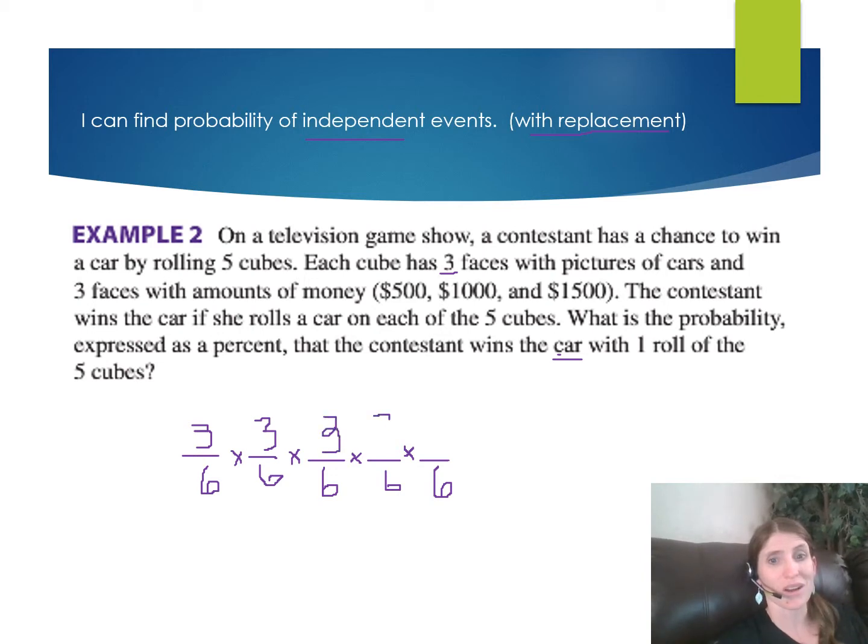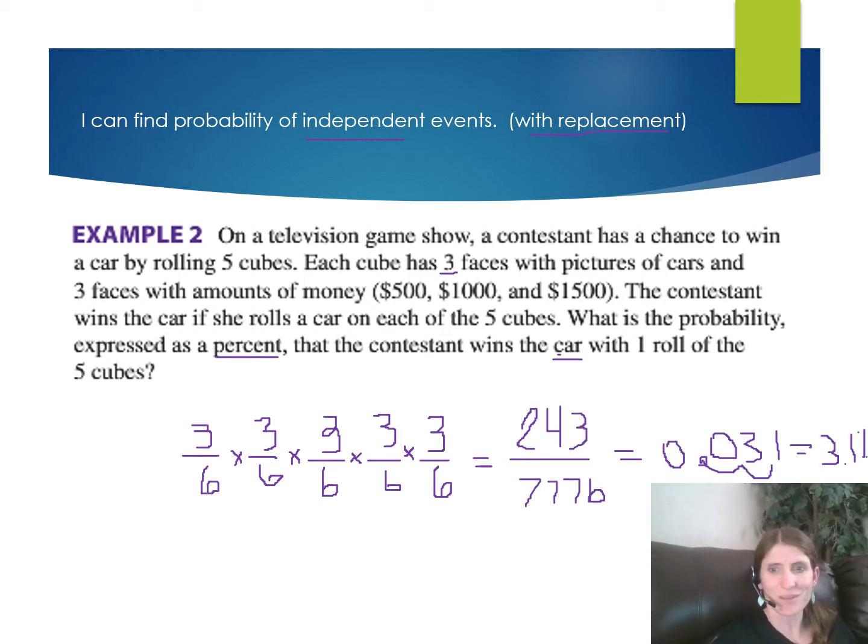So we're going to put a 3 on all of these. Do you guys think this probability is going to be likely, unlikely, impossible, or equally likely? Because I think it's going to be unlikely. Okay, now we're just going to multiply all these together, and then it wants it as a percent. So I'm going to go ahead and do that work.